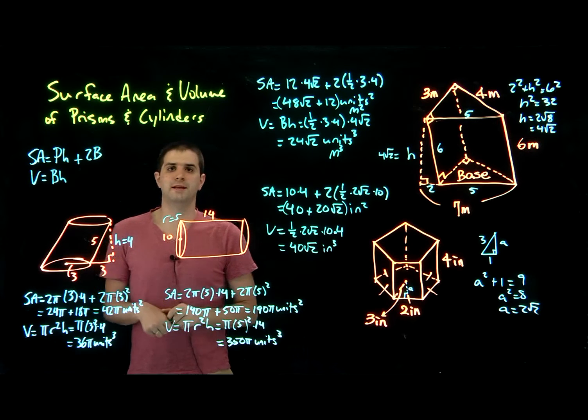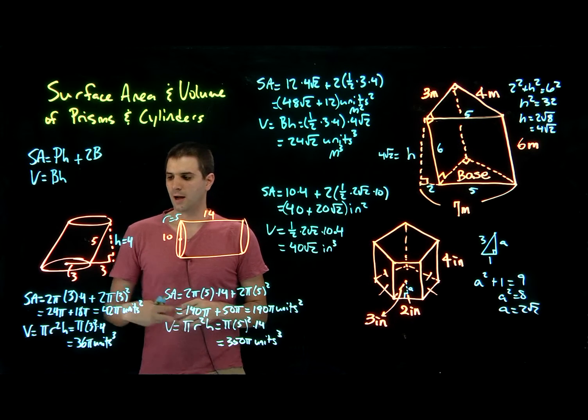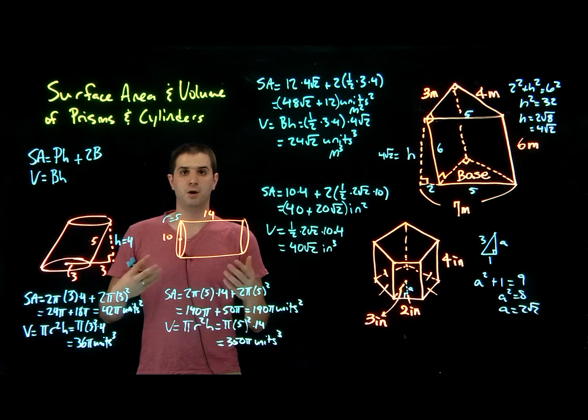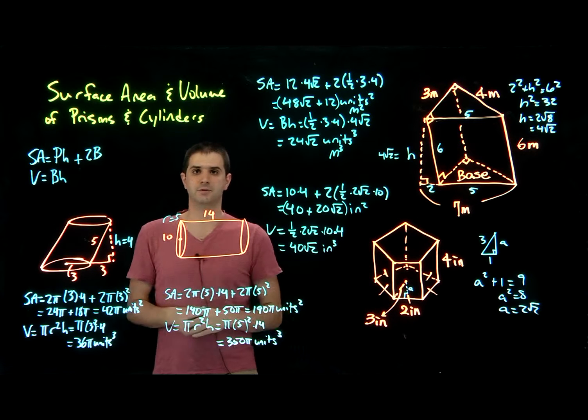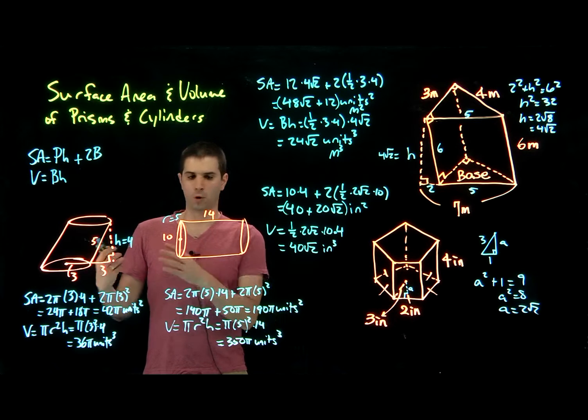Okay, hopefully this gave you guys a decent idea how to work with surface area and volume in prisms and cylinders that are both oblique and normal.